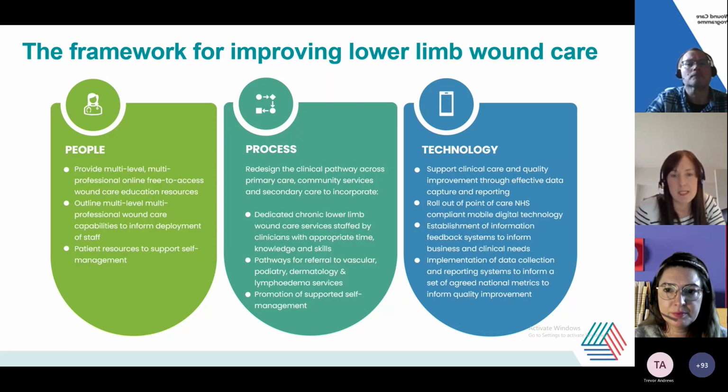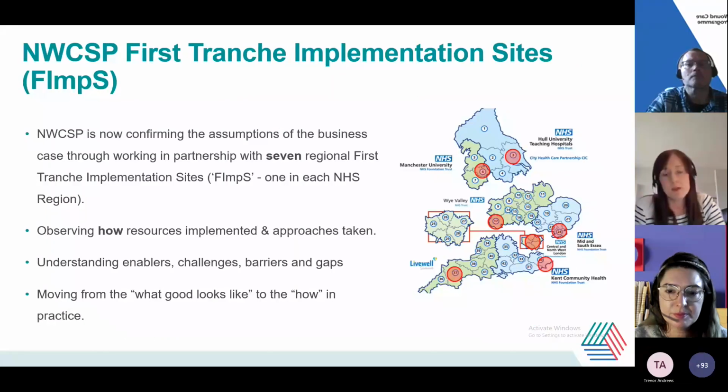And finally, with technology, we need to support clinical care and quality improvement through effective data capture and reporting, and work towards having an agreed set of national metrics to inform and sustain that quality improvement. So with those clinical recommendations and the fundamental principles in place, we progressed as a programme to implementation phase.